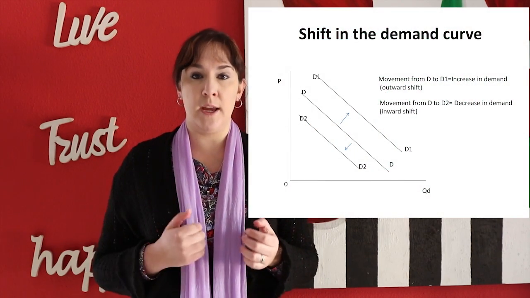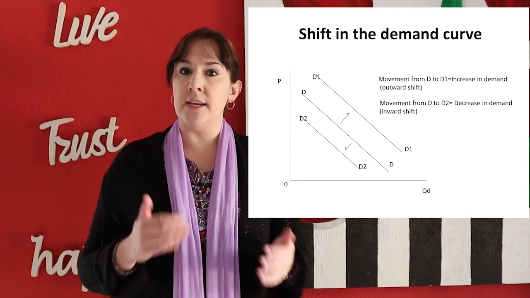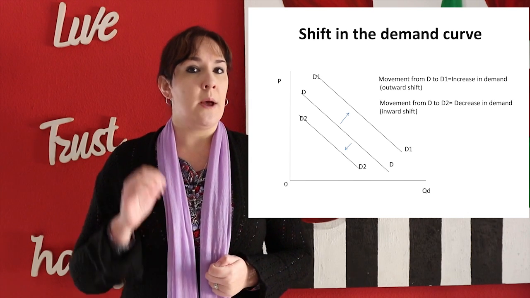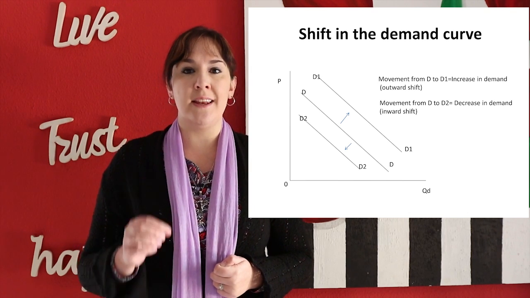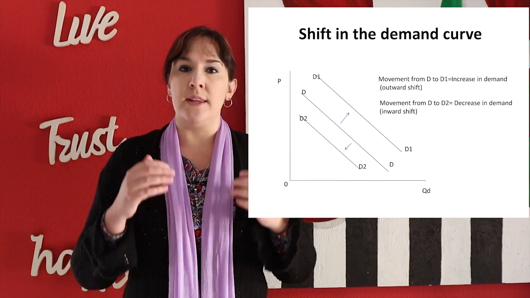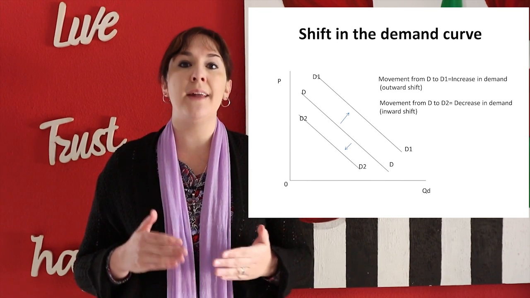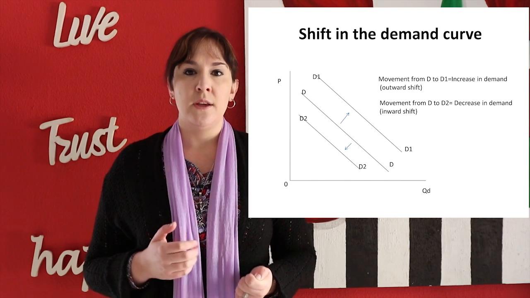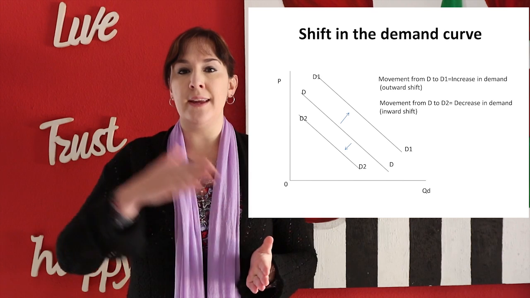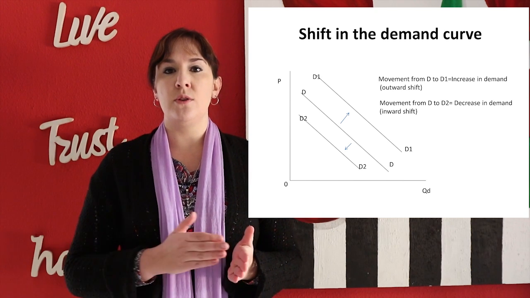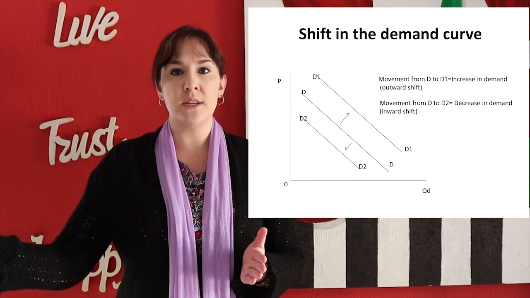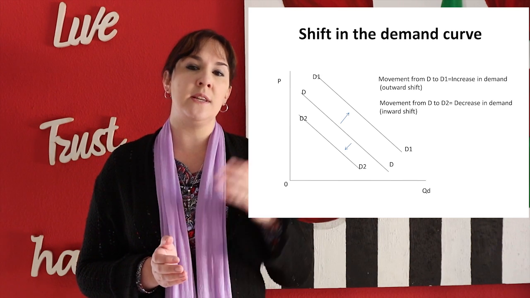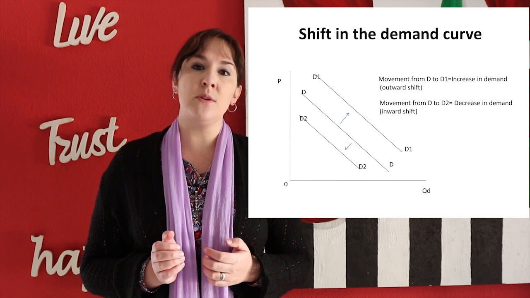Now I want to look at shifts in my demand curve. These shifts are not caused by price changes in that product. These shifts are caused by other factors, and I will explain these factors just now. It could lead to either an increase in demand, a shift outwards, or to a decrease in demand, which is a shift inwards towards the price axis.